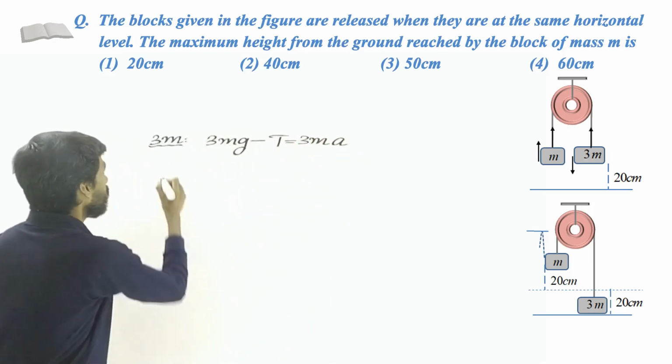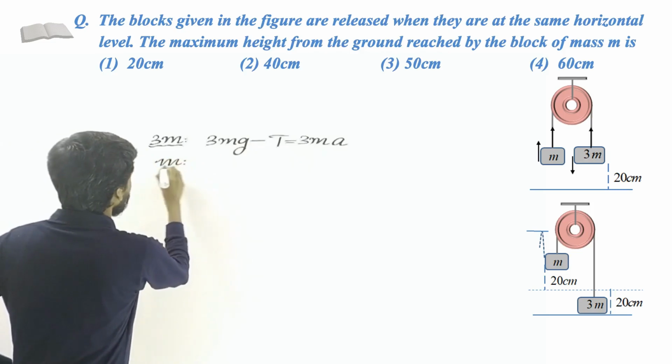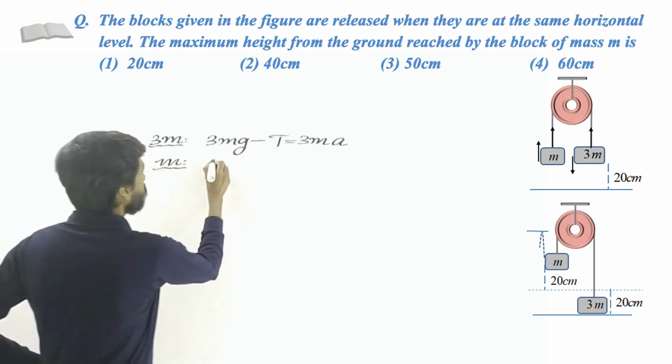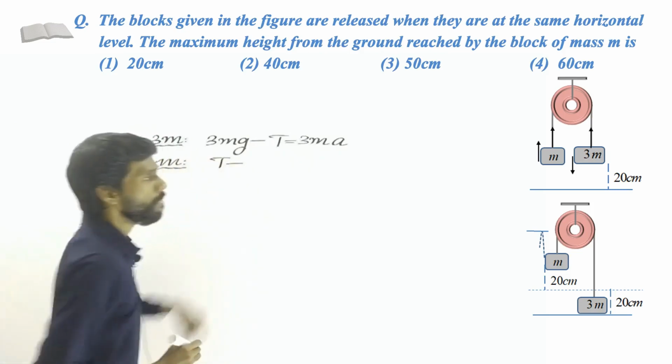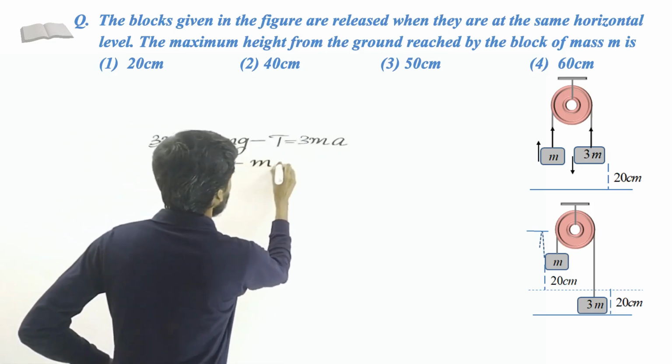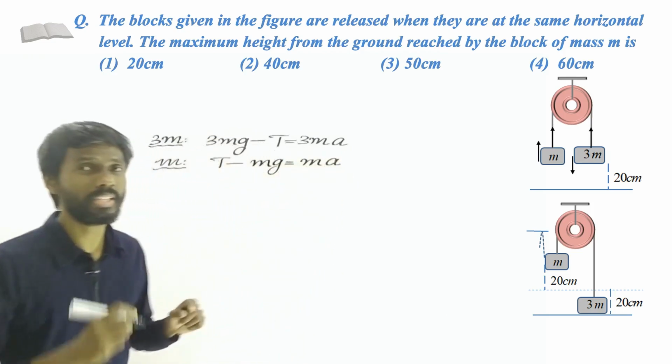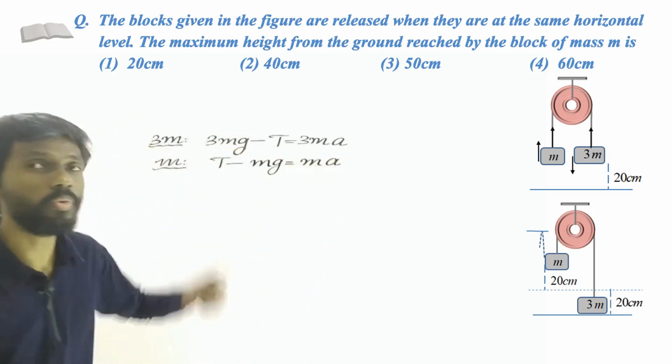Similarly, the block of mass m is moving upwards, right? So the tension force in the upward direction minus the downward gravitational force mg equals mass times the same acceleration. Both of them move with the same acceleration. So that one moves downwards, this one moves upward, right?